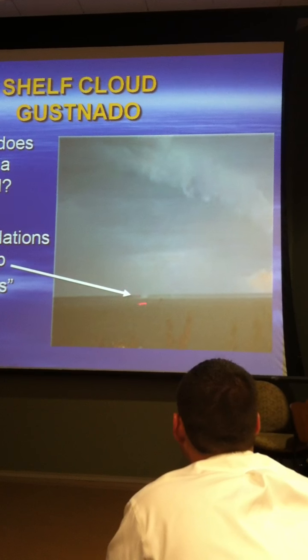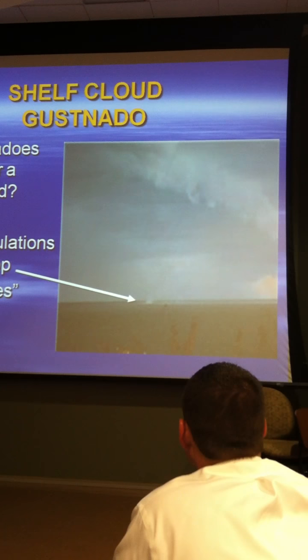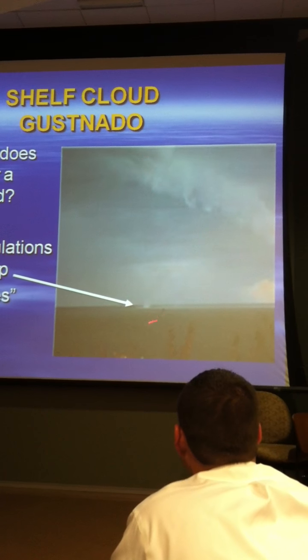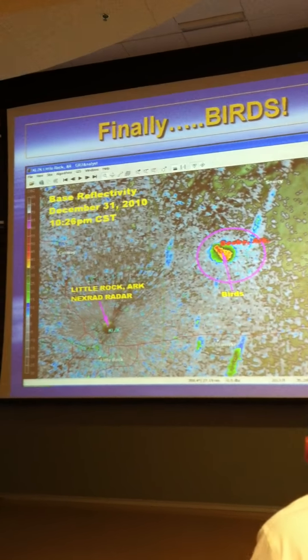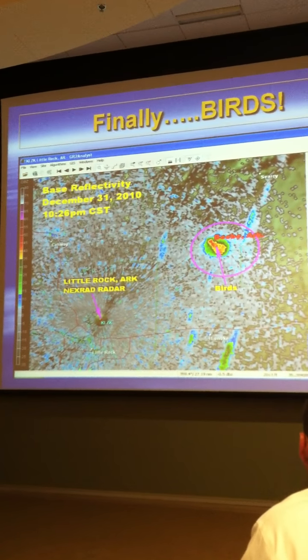So the college profs deny it, the storm chasers insist that they've seen it, and now you've seen it. These are not strong tornadoes. In fact, you could characterize them as gustnadoes if you want. But still, there is circulation that can be produced on the shelf cloud, the front edge.